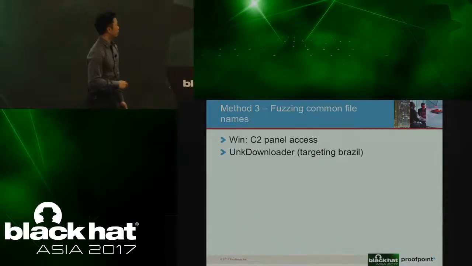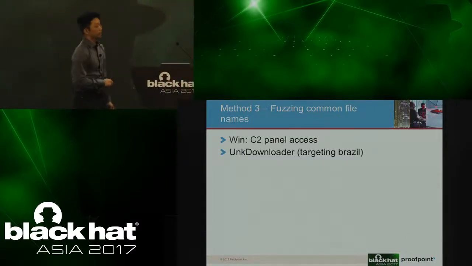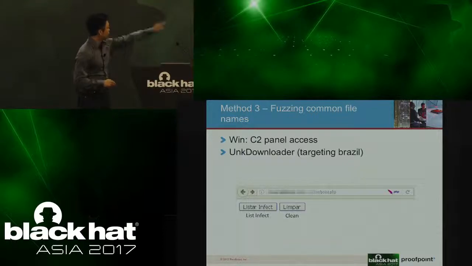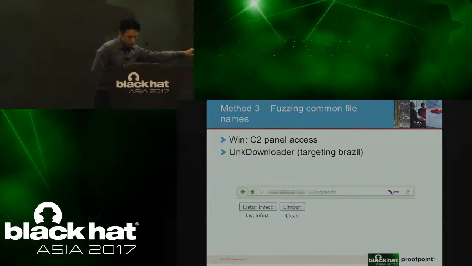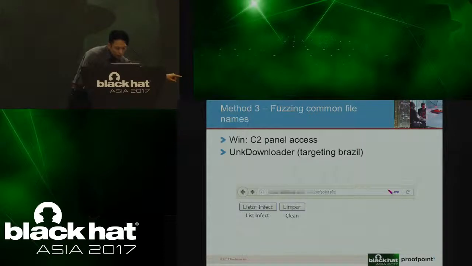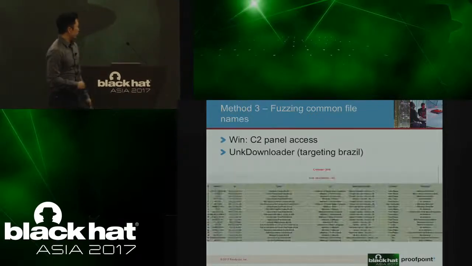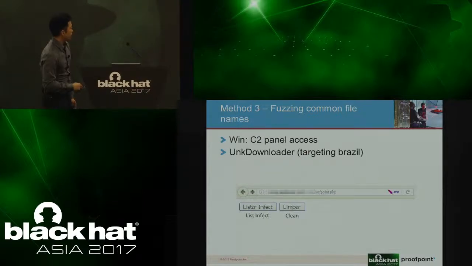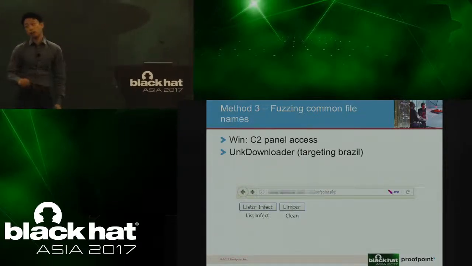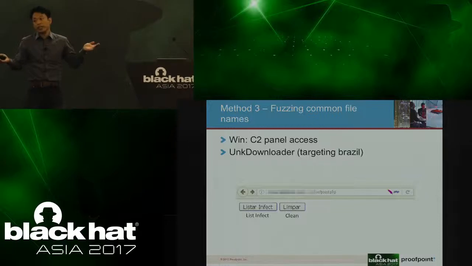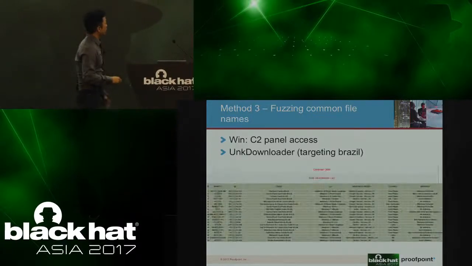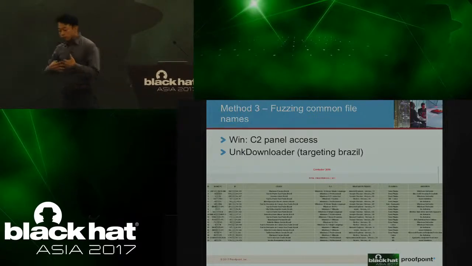Another successful example against the Ankh downloader actor, which was targeting Brazil at that time, we were able to find their point.php, which is their command and control URL, and we didn't know that they called it that, but we just fuzzed it out, and then we were able to access their command and control.